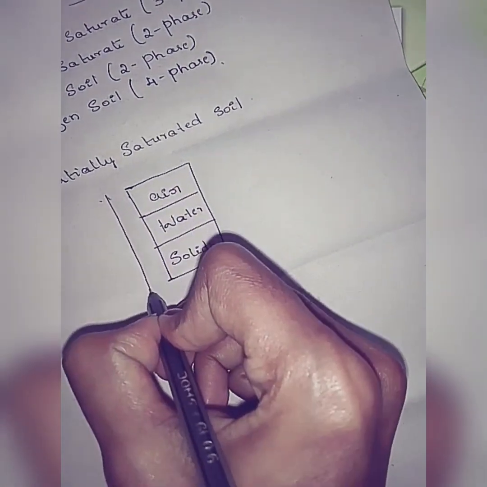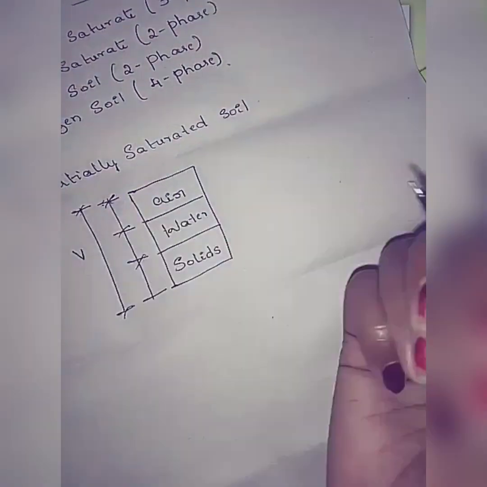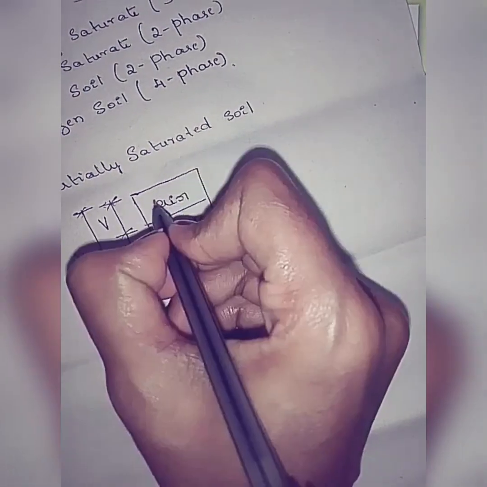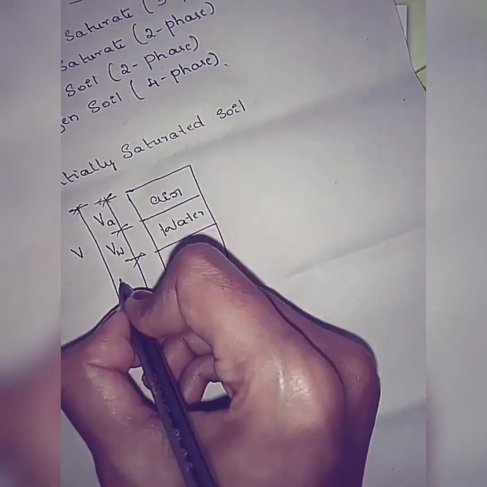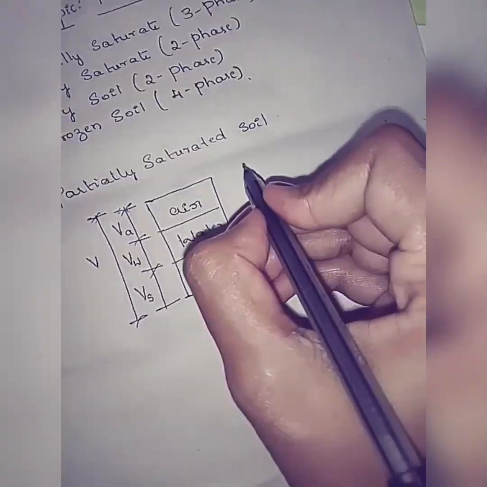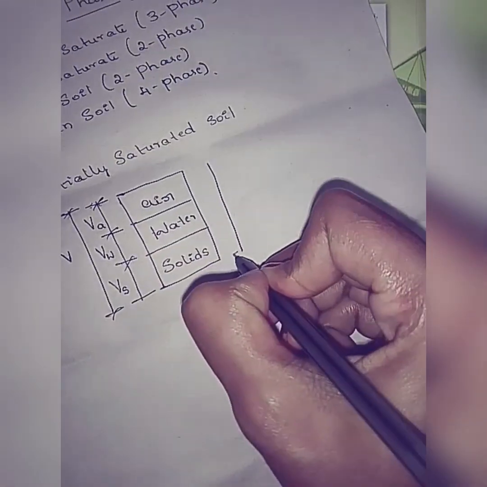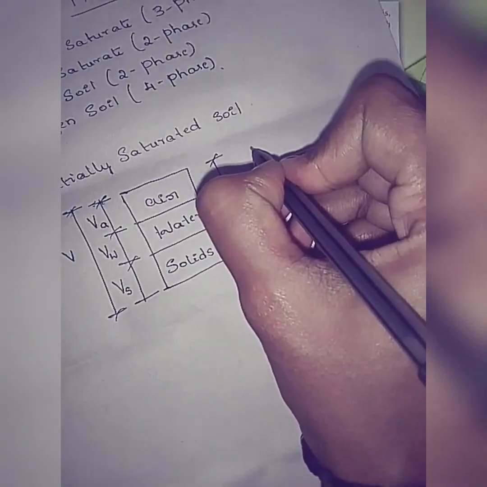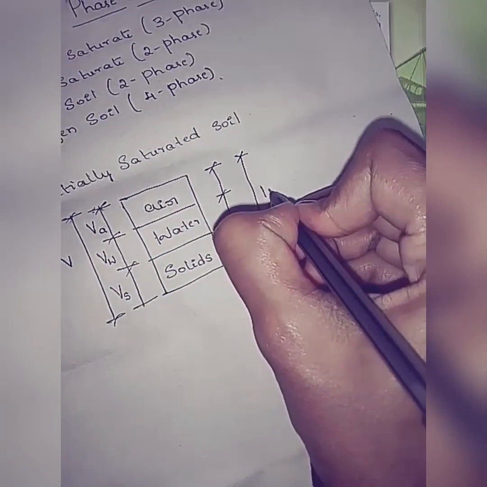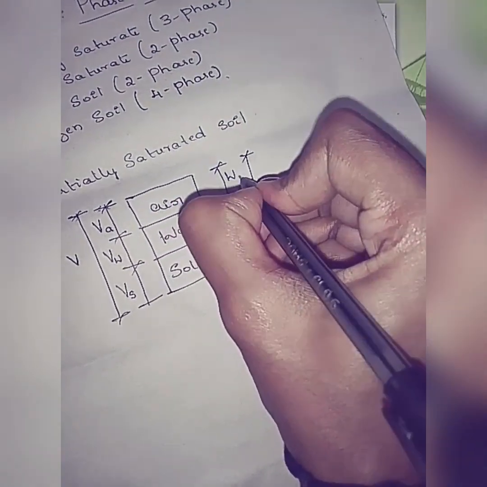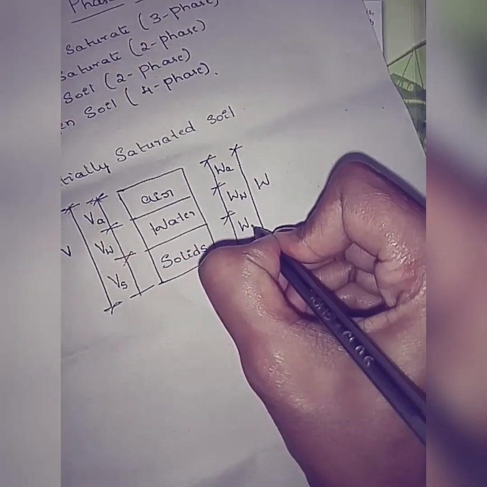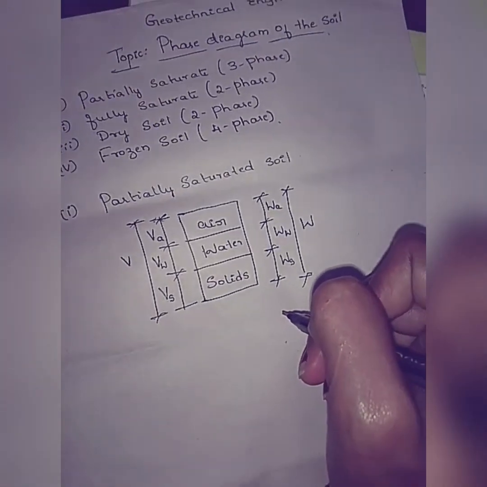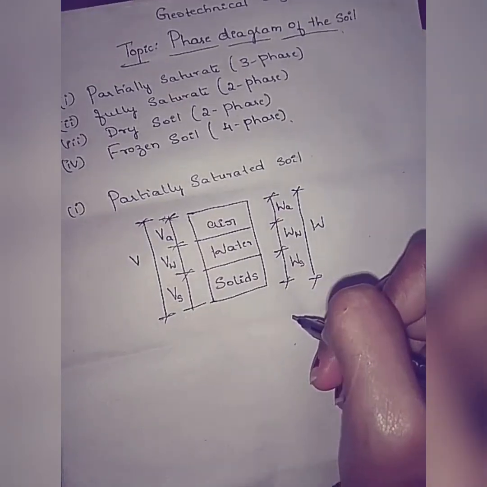So when I am going to see the volume of these, the total volume I am going to take as V, total volume of soil. And the volume of air, I am going to write as Va, if it is water, Vw, and if it is solid, Vs, right? And when I am going to check for the weight, or maybe the mass, I can say mass or weight, I am going to take mass or weight as W, and weight of air will be Wa, and weight of water will be Ww, and weight of solids I am going to take as Ws, right? This is the three phase diagram for the partially saturated soil.